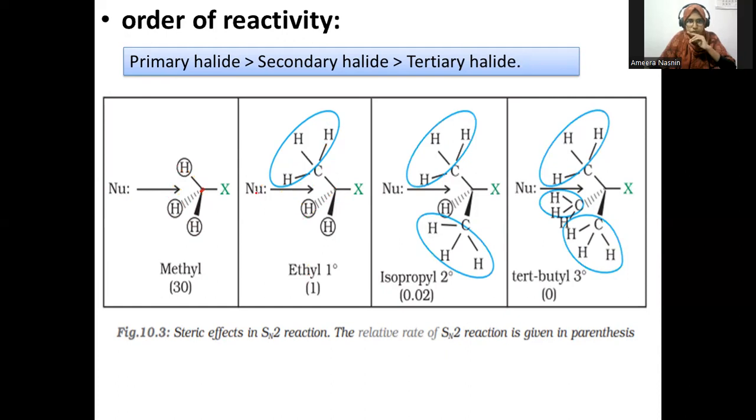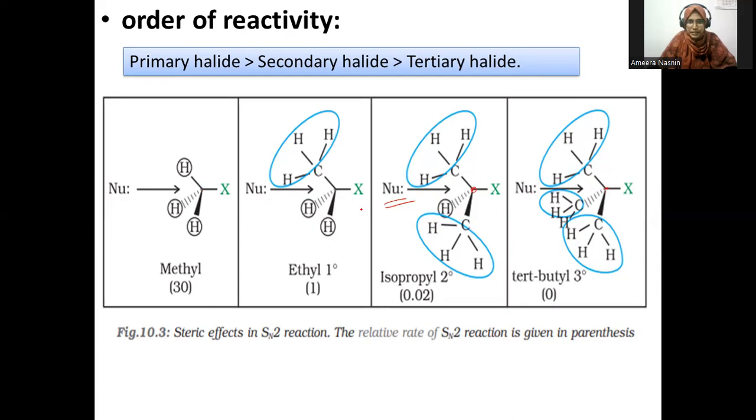So this is a primary halide. The nucleophile experiences a bigger steric hindrance when compared to methyl halide. When we come to the secondary halide, isopropyl halide, there is an even greater steric hindrance experienced by this nucleophile. So this electron deficient carbon is not much accessible to the nucleophile now. And in the case of tertiary, there is a huge bulk around the carbon, so it's really, really hard for this nucleophile to attack this carbon.